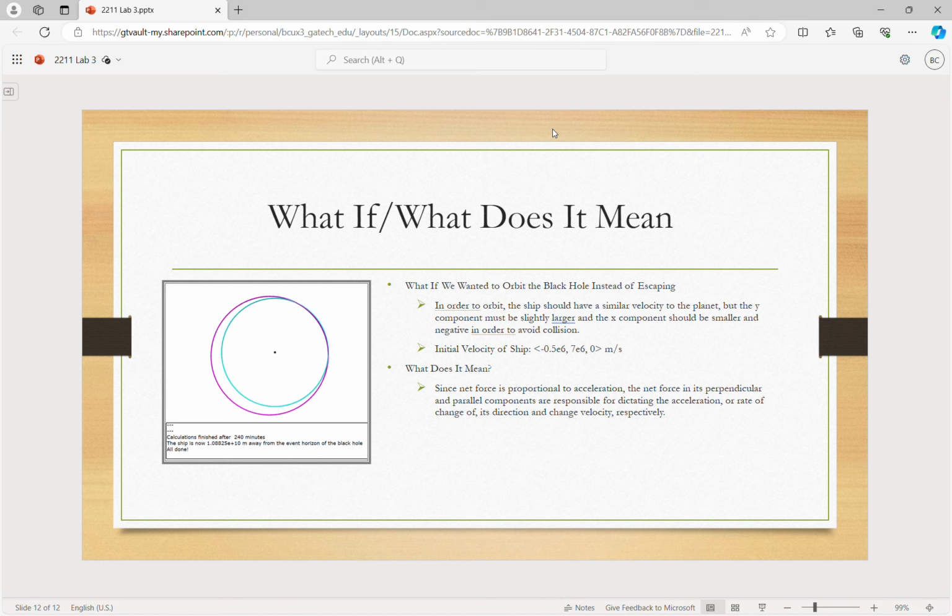And then lastly, what does it mean? Since net force is proportional to acceleration, the net force in its perpendicular and parallel components are responsible for dictating the acceleration, or rate of change, its direction, and change in velocity respectively.